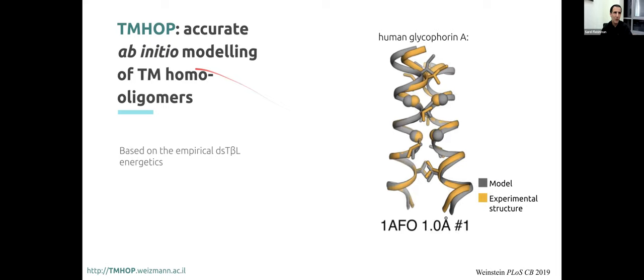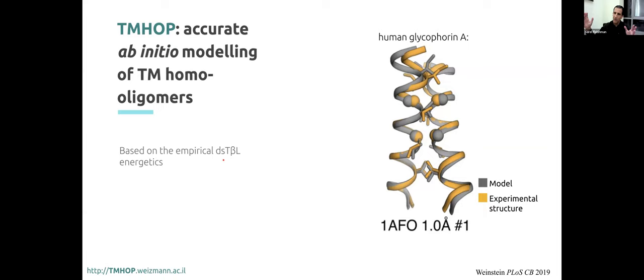So we developed a method called TMHOP for ab initio modeling of transmembrane homo oligomers, and this is based on the empirical deep sequencing ToxR beta lactamase data that I showed earlier. So how does this work? We start with an extended chain, fold and dock it simultaneously in a virtual membrane, and we use the DSTBL energetics to rank the models and choose the lowest energy one.